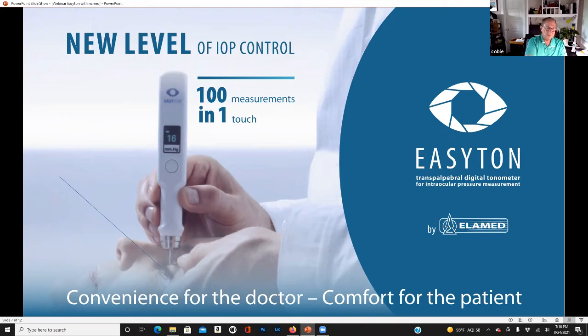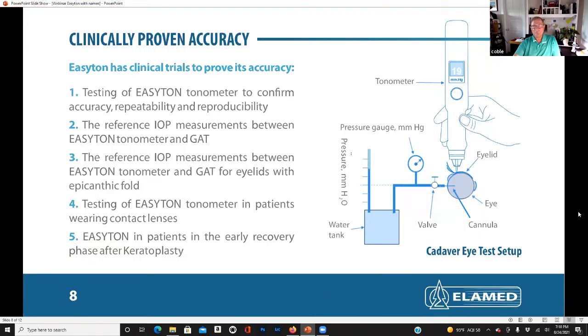It's a transpalpebral digital tonometer. So it goes right on the lid, through the lid, into the sclera. So you're not touching the cornea, which makes it really nice for a lot of different situations. Looking over here at the side, on the right side of the screen, the cadaver eye test kind of shows you how it was done to set up how the measurements were. But if you look at the eye on the screen there, it's at a 45-degree angle.